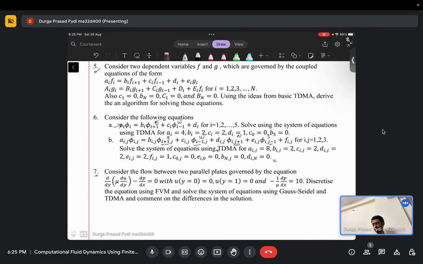Then we observed something: if you use the Gauss-Seidel method, your error and tolerance are kind of related. Whatever tolerance you keep, if you refine your mesh for the given tolerance, the solution might not converge. But then we discussed that if you use a direct method like TDMA, it will solve to the level of machine precision, so you wouldn't face such issues. Maybe I'll show you, we'll take a demonstration of that.